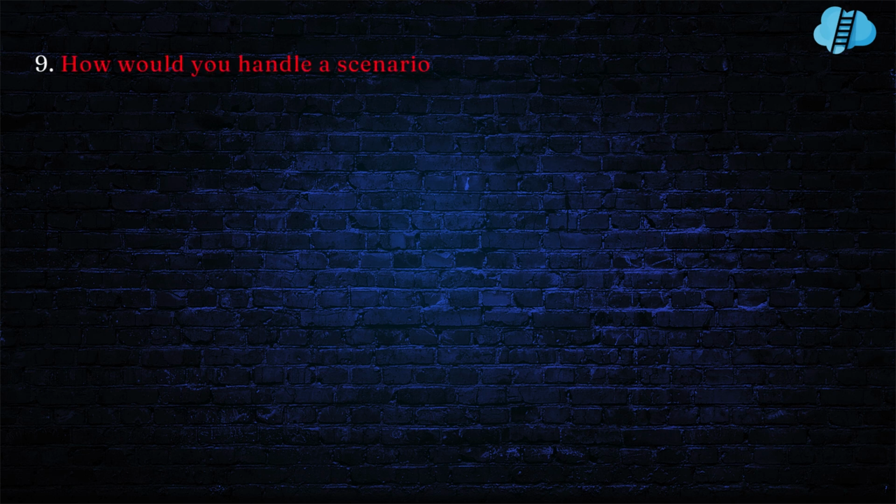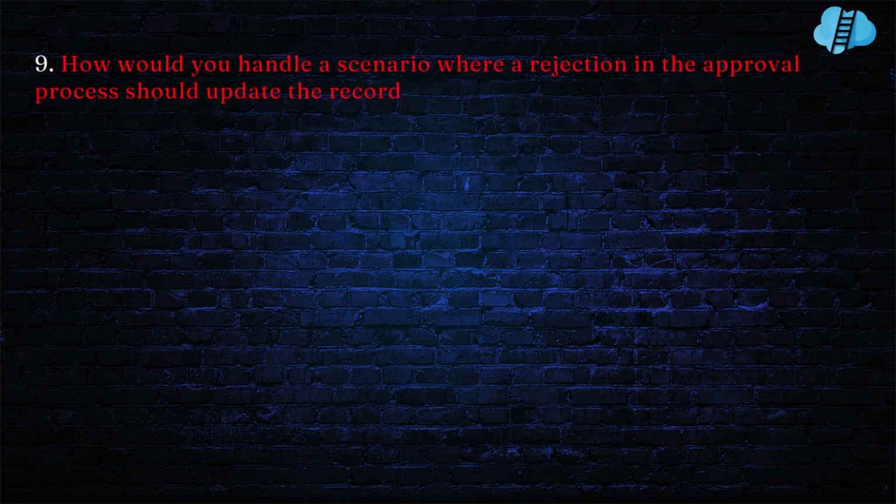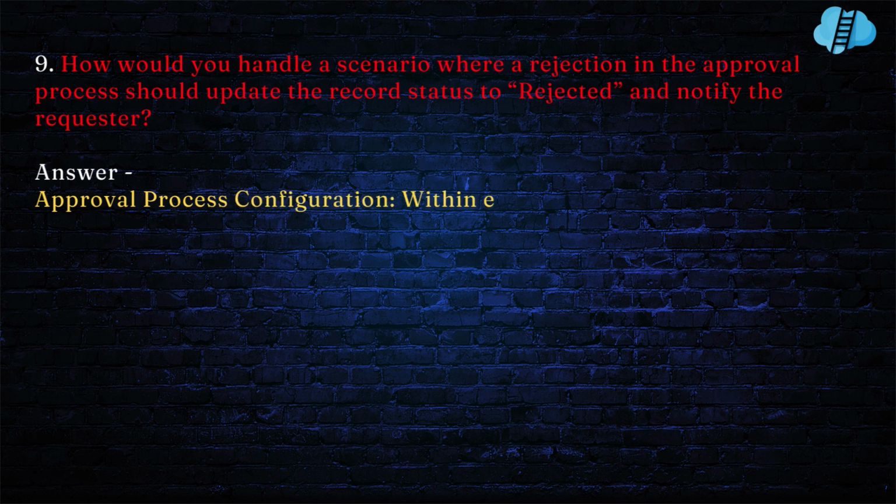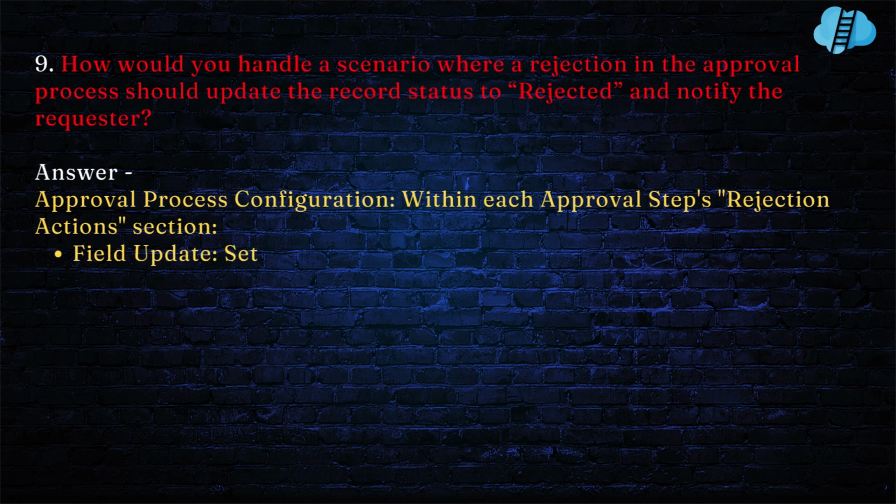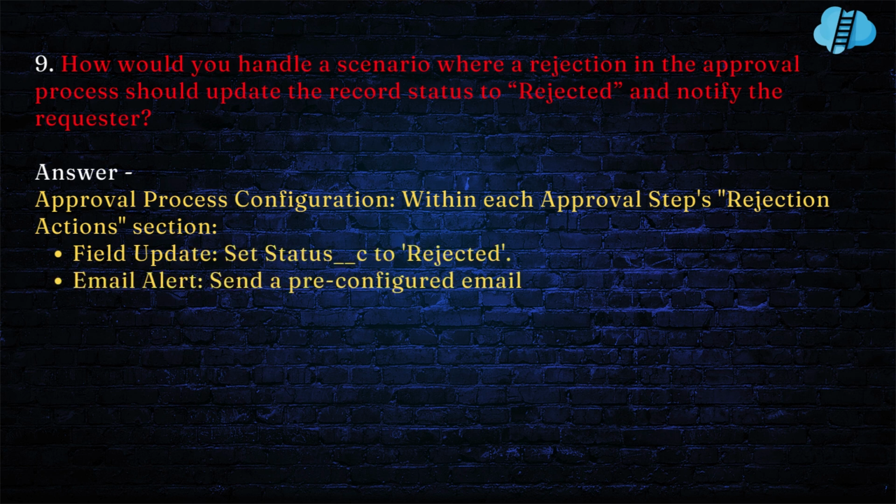9. How would you handle a scenario where a rejection in the approval process should update the record status to Rejected and notify the requester? Answer: approval process configuration. Within each approval step, rejection actions section, field update: set Status__c to Rejected. Email alert: send a pre-configured email alert to the submitter, requester.